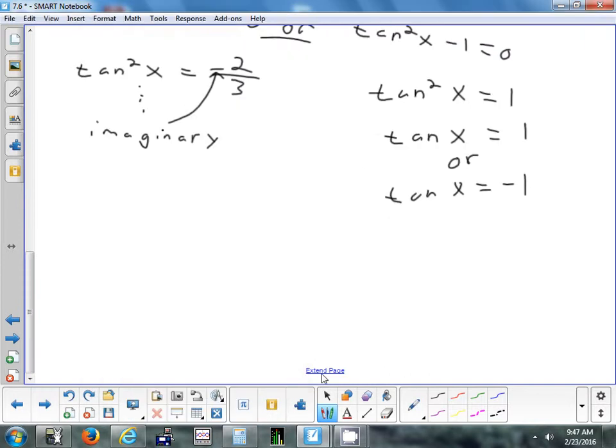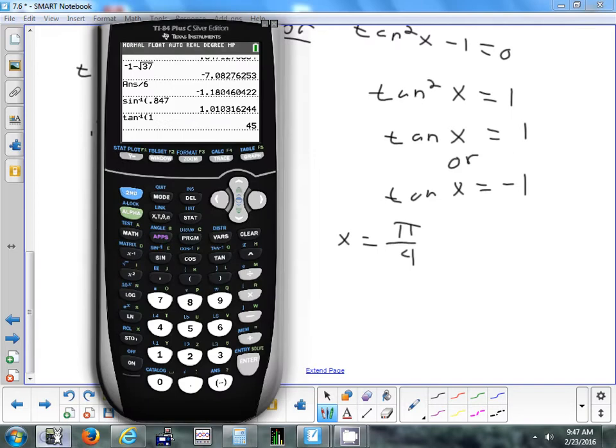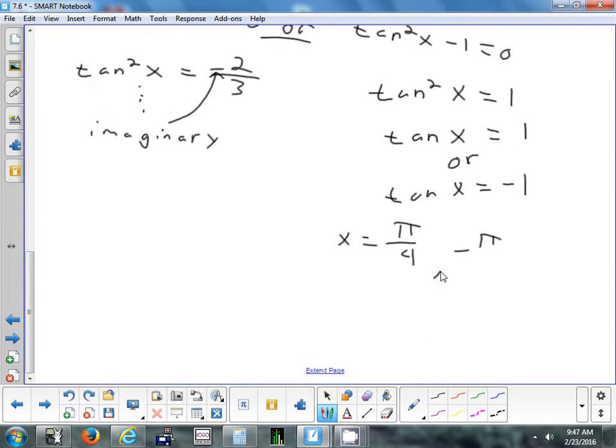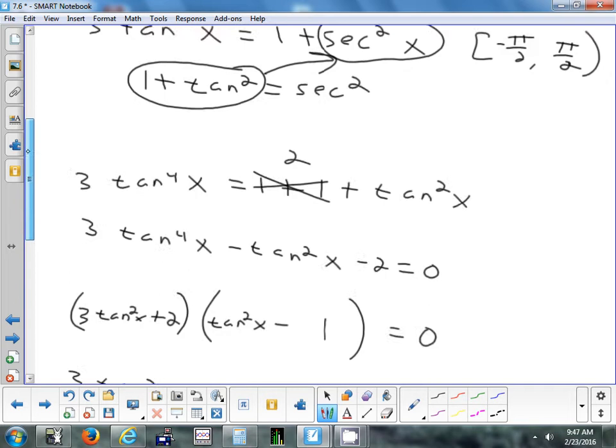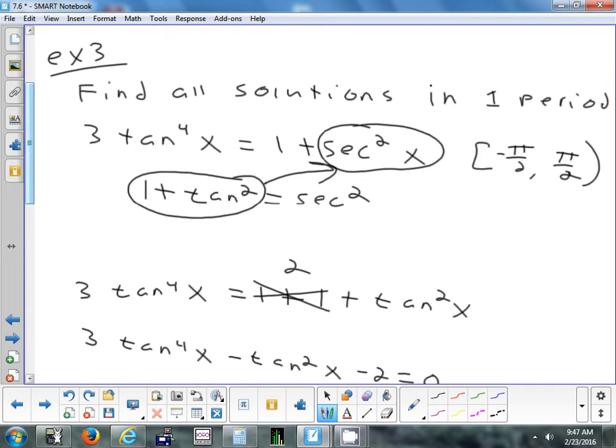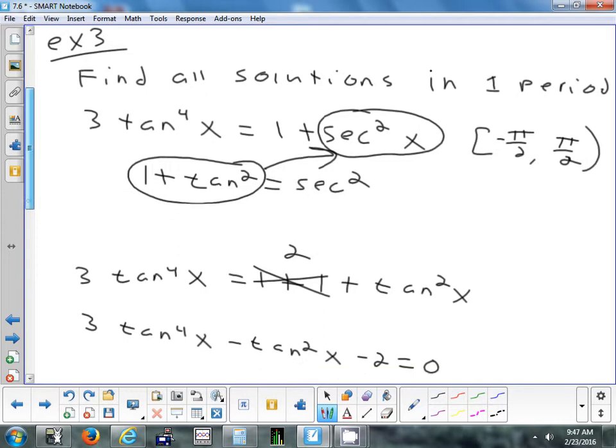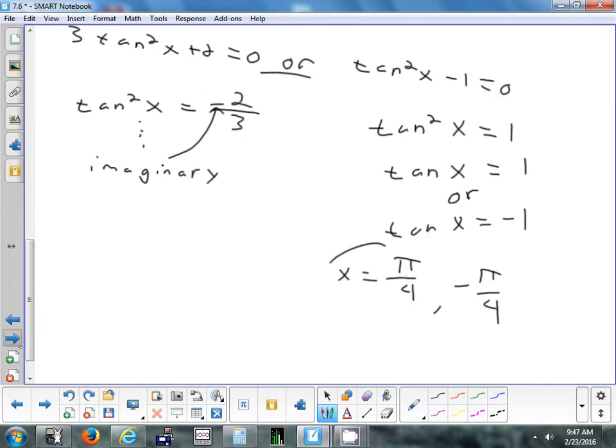45. Which is pi over 4. And inverse tangent of negative 1. Negative 45. Okay, I'm going to check and make sure that's what they said to be between. This time they said negatives were okay. Okay, that's negative 90 to positive 90. Both of these answers fit within that.